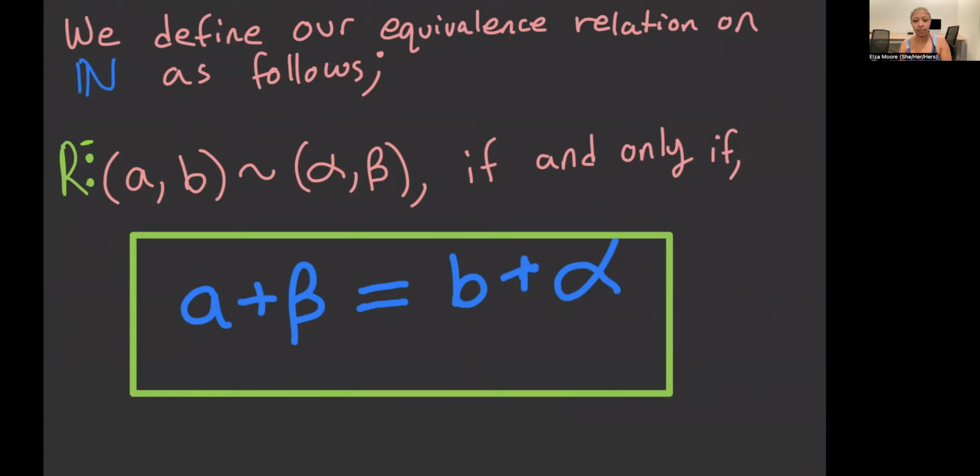What you see here is, if you can remember from grade school, if you were to subtract alpha from both sides, and also subtract beta from both sides, you'll get a minus alpha equals b minus beta, and you can define that as your negative numbers, basically.